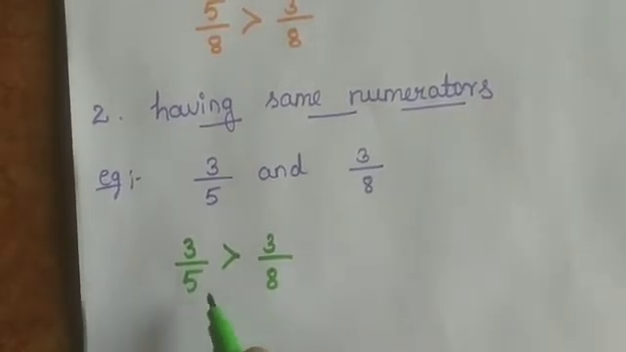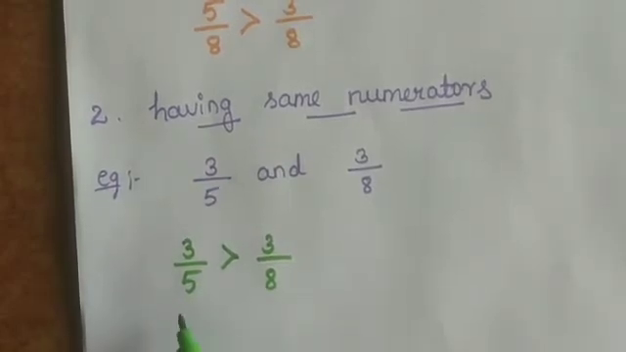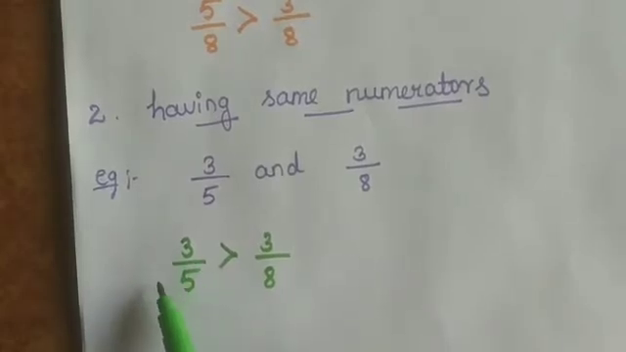So in this, 5 is smaller than 8. 5 is smaller than 8. So smaller the denominator, greater the value.